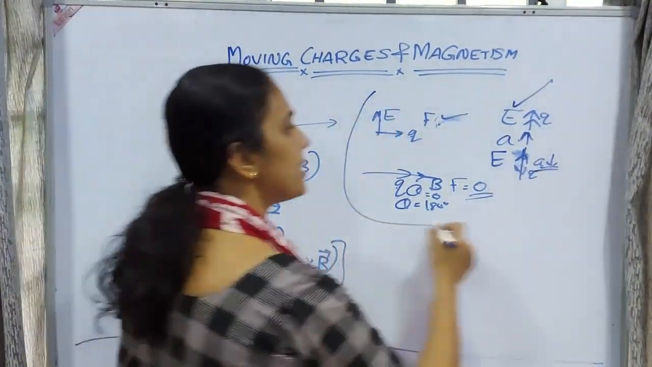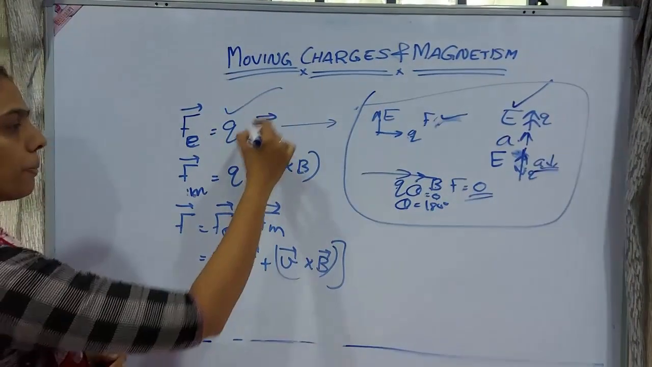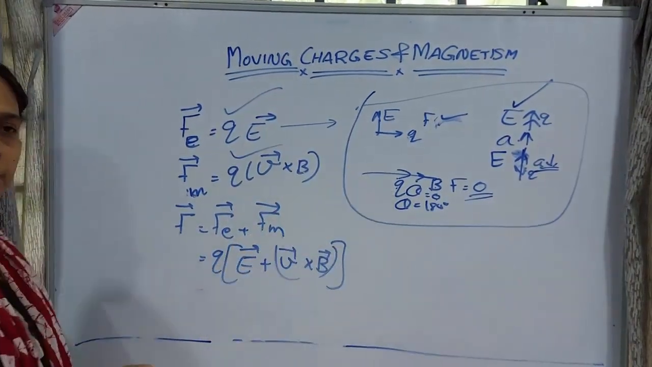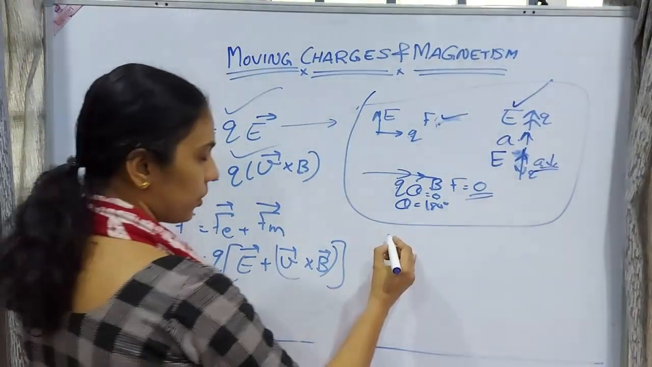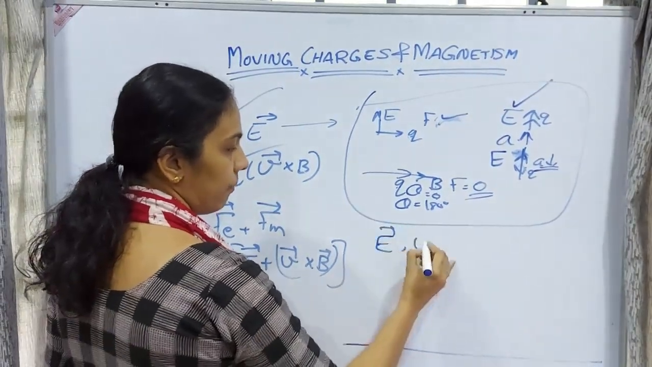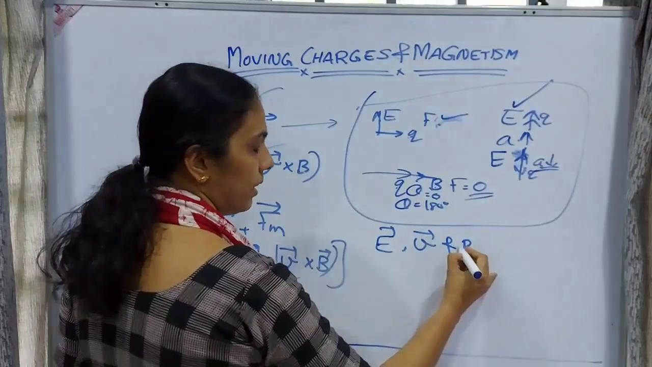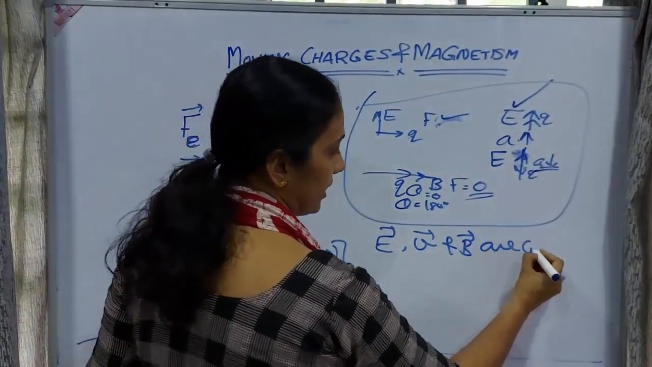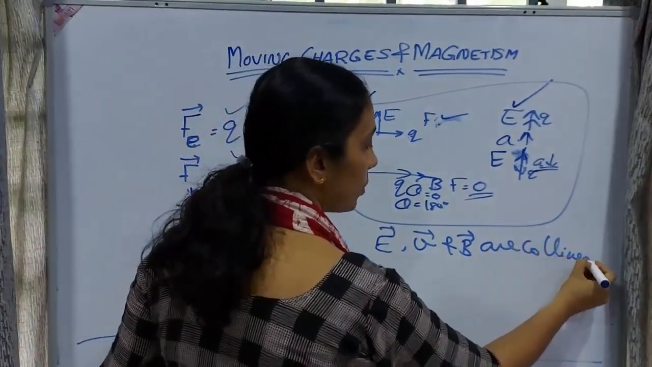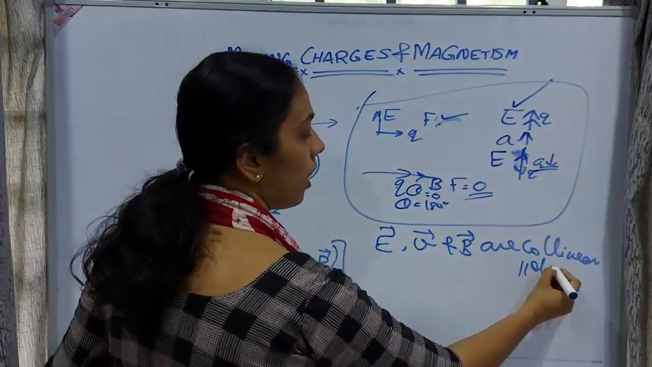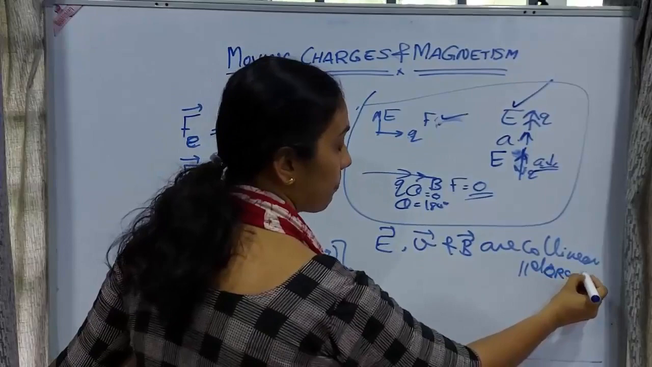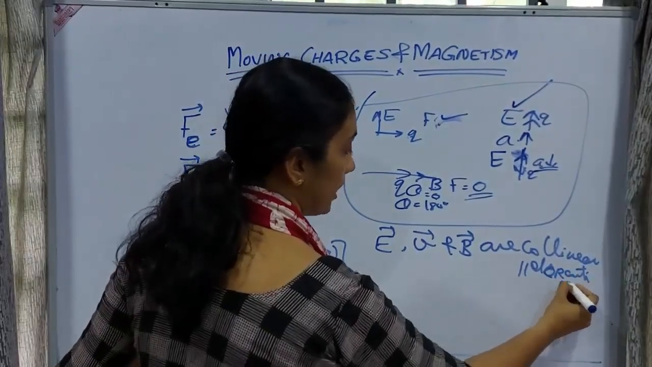But now, E and B were taken separately. Now we are considering both together. Then here we should consider E, V and B as collinear. Collinear means both are parallel or anti-parallel. That is the meaning of collinear.